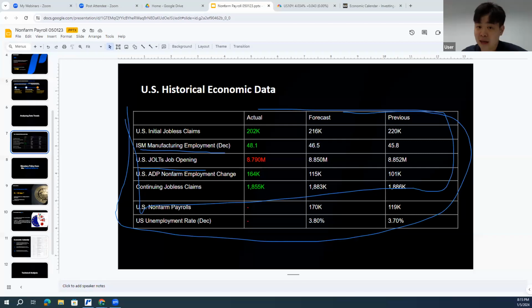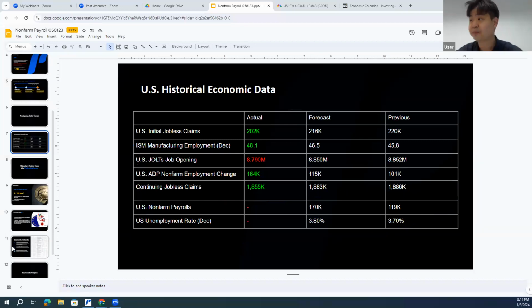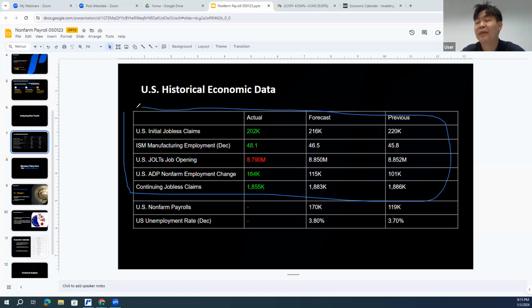So how can we forecast NFP, right? We are trying to look at the previous jobs economics data from the United States and trying to identify whether the jobs market in the US is good or not. After you identify it, you're trying to predict whether the NFP is good or not. This will only increase the probability for you to predict the NFP, but of course, this is not 100%.